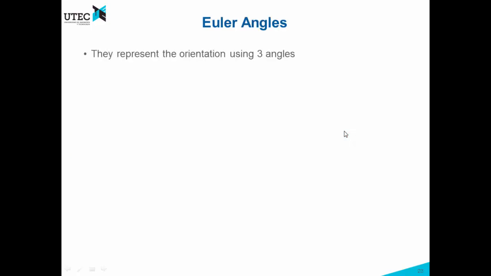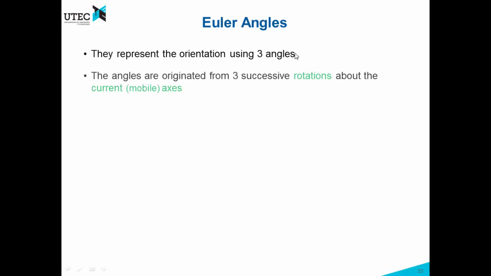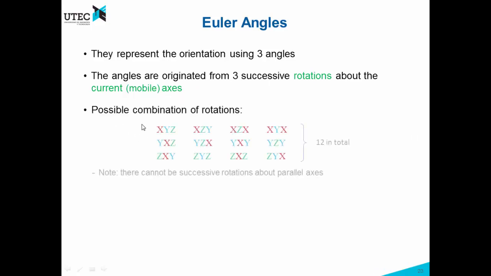Euler angles. Euler angles represent the orientation using only three angles. These angles originate from three successive rotations about the current or the mobile axis. There are several possible combinations of rotations, for example xyz, yxz, zxy, etc. There exist 12 in total.